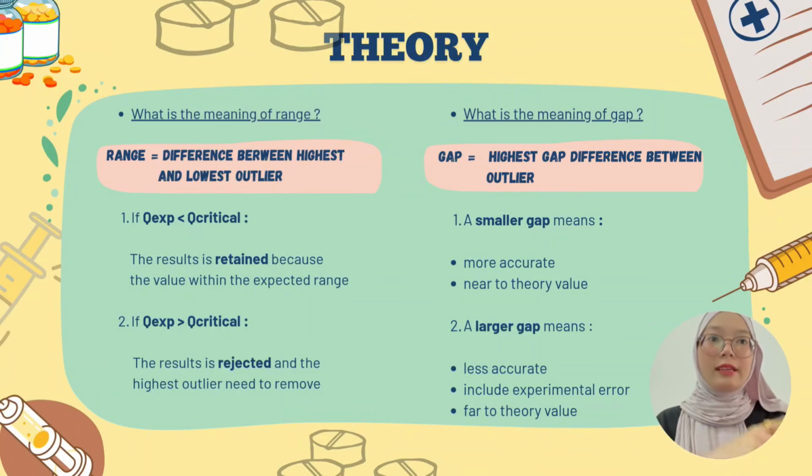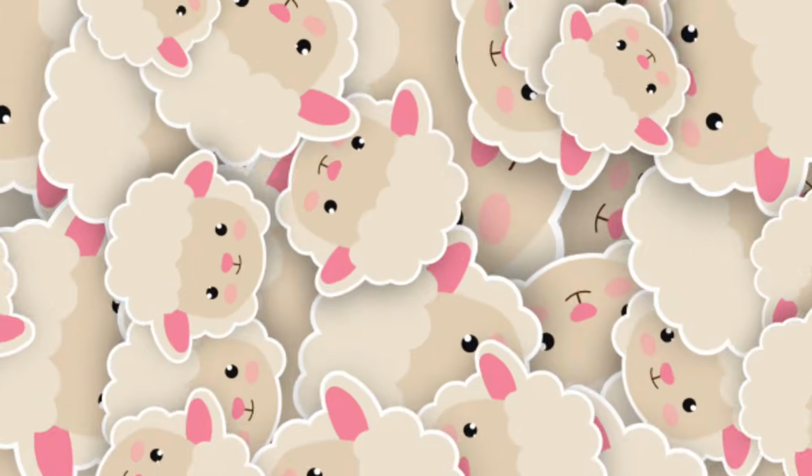What is the meaning of gap? Gap is the highest difference between outliers. If we get a smaller gap, it will be more accurate and near to the theory value. But if we get the largest gap, the answer will be less accurate, include experimental error, and be very far from the theory value.